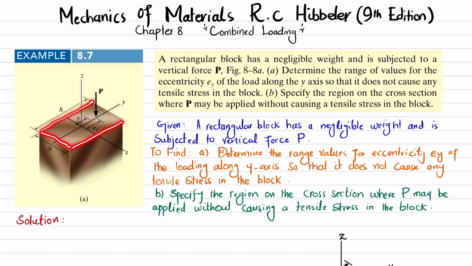This height is h and this width is b. This is the y-axis, this is the x-axis, and this is the z-axis, where we have a P load in the direction of z, and that is at an eccentricity away from this center along the y-axis, ey. So due to this load and eccentricity, you will see that there will be a compressive stress along with the bending moment.